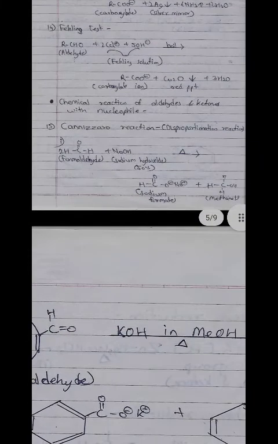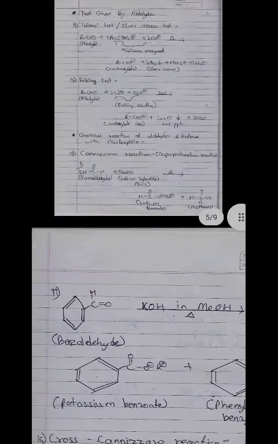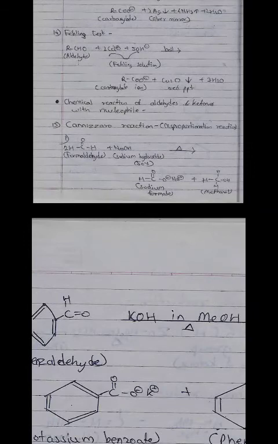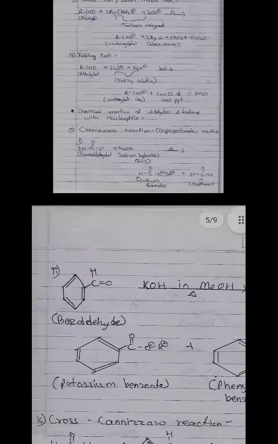Chemical reaction of aldehyde and ketones with nucleophile. So here is the Cannizzaro reaction. Cannizzaro reaction is also called a disproportionation reaction. So the first part of the reaction is formaldehyde plus sodium hydroxide. Formaldehyde means the presence of one carbon atom. So when we heat the reactants, we get sodium formate plus methanol, which means the product formed here is methanol in the Cannizzaro reaction.